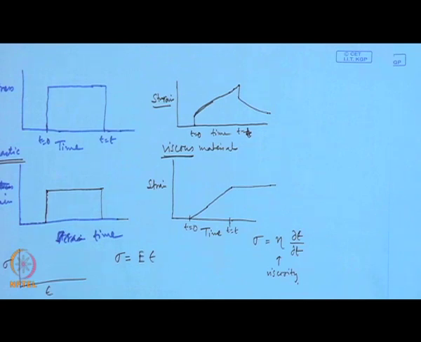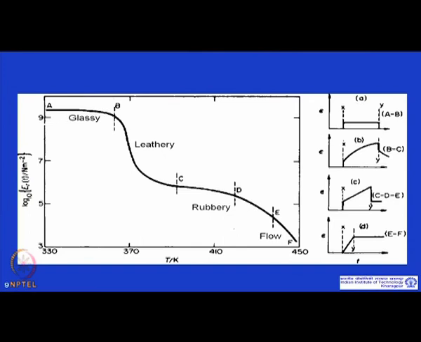So, for a polymer with temperature, you can see all this behavior. Let us talk about an amorphous material. The glassy state A to B is a perfectly elastic material. If you apply a stress, it will strain, and as long as the stress is there, the strain will be there. If you remove the stress, the strain will become 0. That is the example of a perfectly elastic material. So, this glassy part will behave like a perfect elastic.